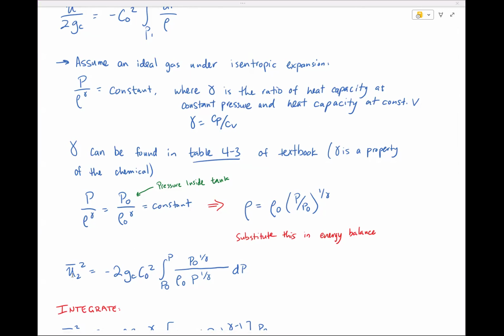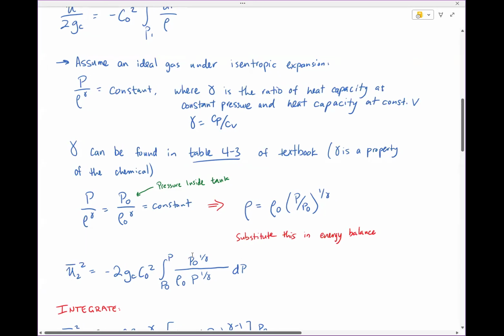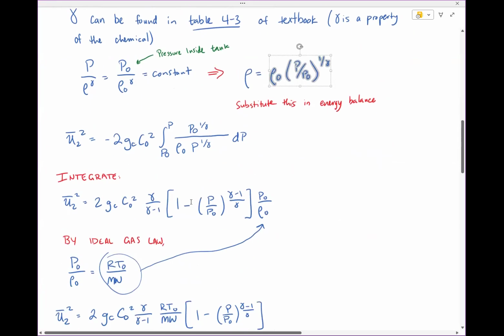So this form of the energy balance is slightly rearranged. I've almost solved for U2, the exit velocity. But what I have done here is I've taken 1 over rho and I've plugged this expression in there. So this is the thing that we're going to have to integrate. Don't worry, I'll show you how this is supposed to go.